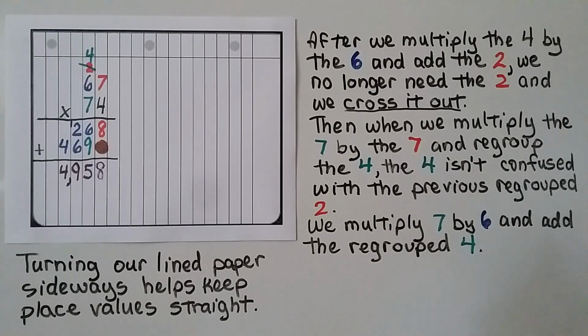So whenever you have a regrouped number from multiplying the 1s to the upper factor, and you're finished adding that regrouped number, cross it off or erase it so you don't get it confused when you're regrouping from the tens place, okay?